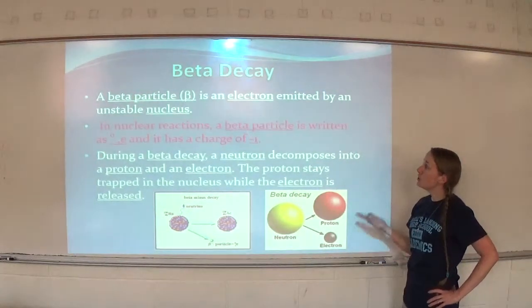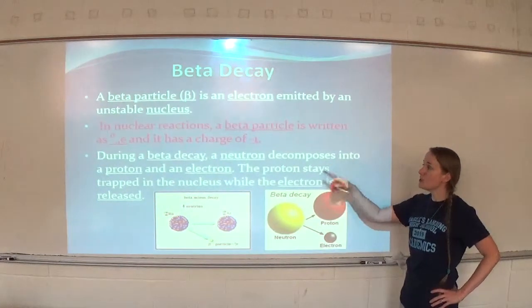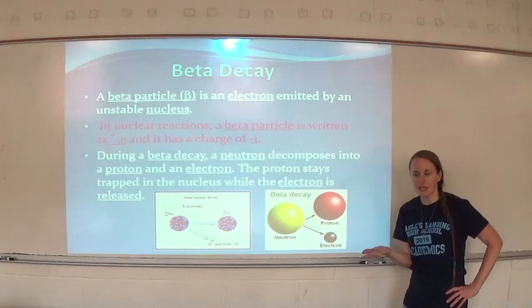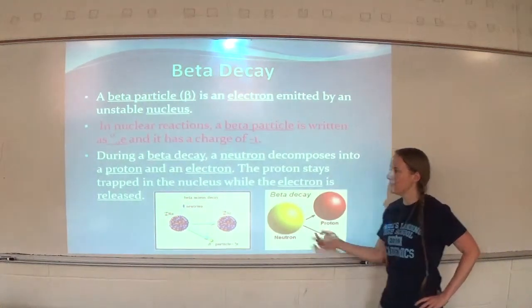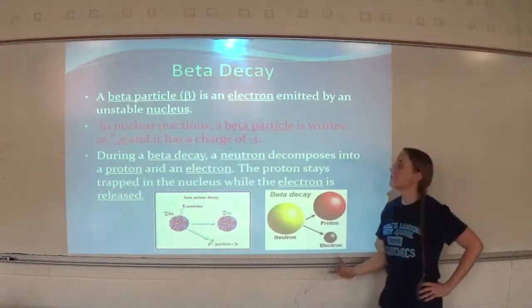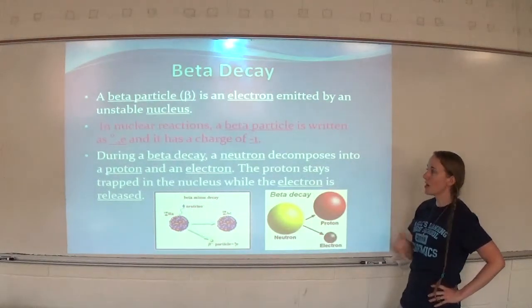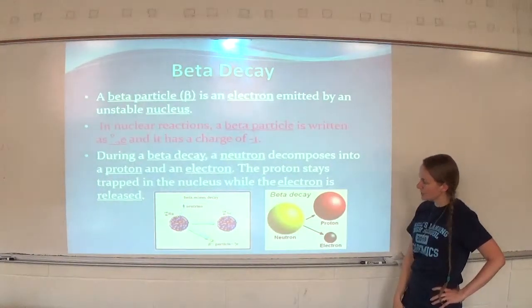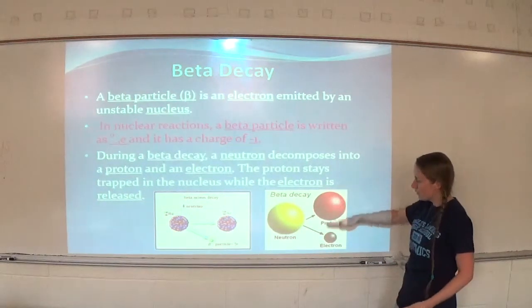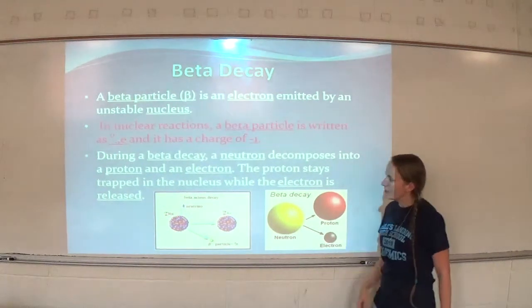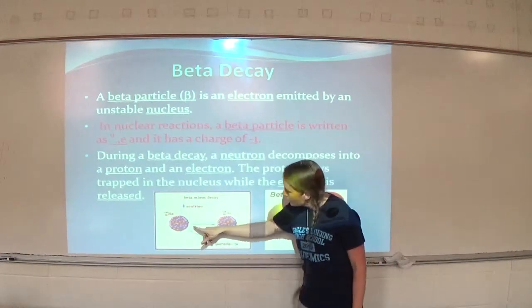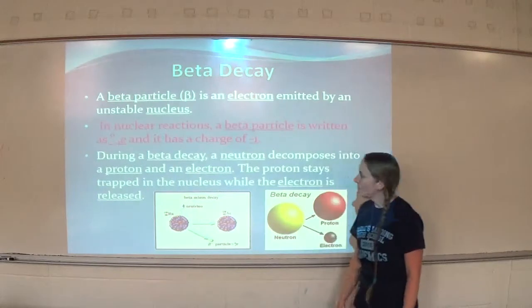During a beta decay, a neutron decomposes into a proton and an electron. Now, is the proton going to want to stay in the nucleus? Yes, a proton is more than welcome in the nucleus. But is an electron welcome in the nucleus? No. So that electron is projected from the nucleus. The proton stays trapped in the nucleus while the electron is released. Okay, so remember, in beta decay, a neutron breaks apart into a proton and an electron. And so what happens is you end up changing your atomic number for that one.